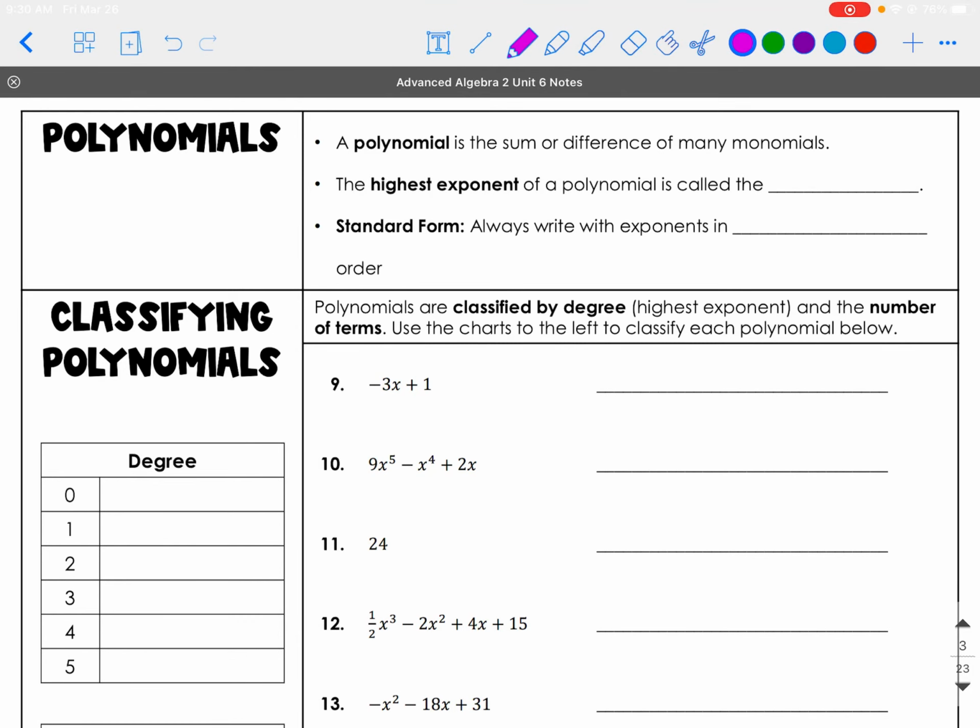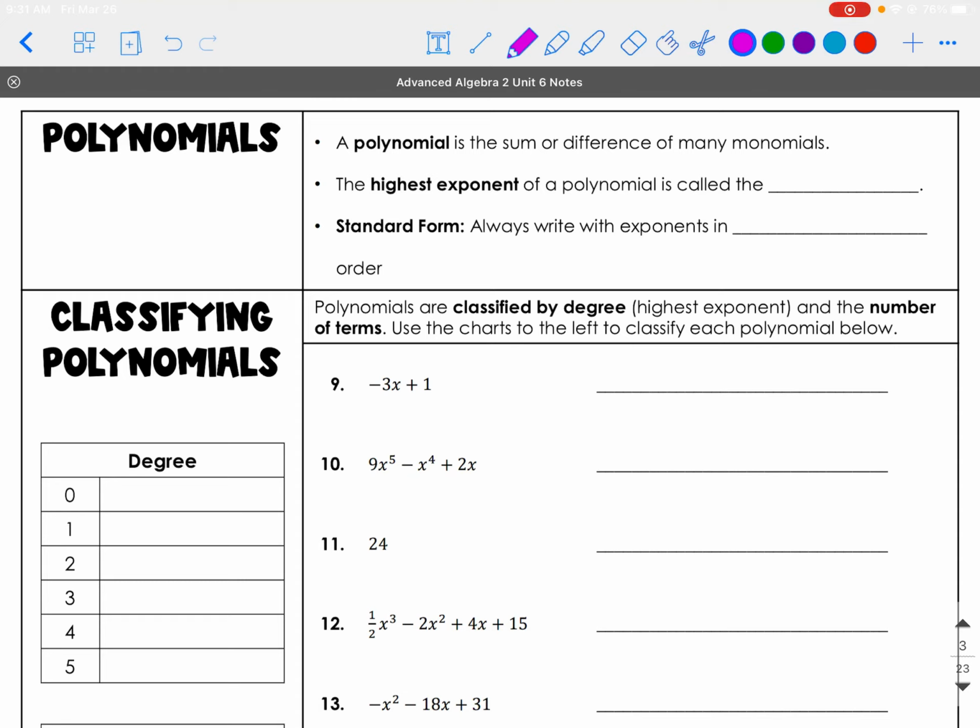Hey everyone, in this video we are continuing lesson 6.1. So what we talked about in the last video was about monomials. They're just one term, like all of the variables are stuck together. What we're going to be talking about today are polynomials. So we have more than one term. So a polynomial is when we add or subtract several monomials together.